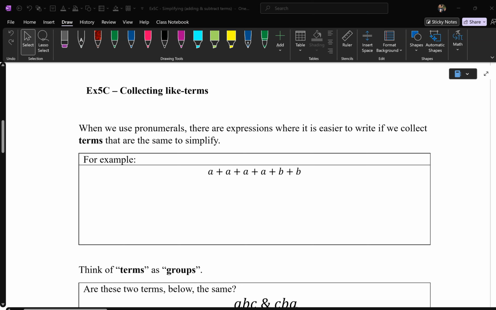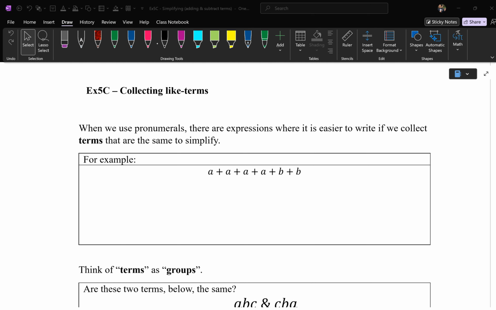Here we go, exercise 5C. What we're now going to do is that line, A plus A plus A plus A plus B plus B, there has to be a shorter way of writing it because it's just too long.